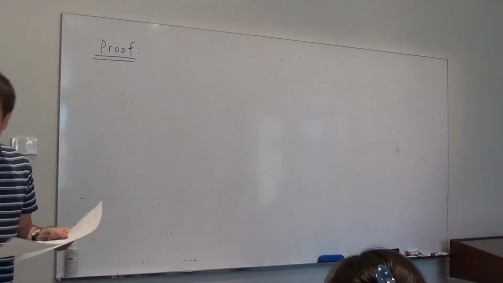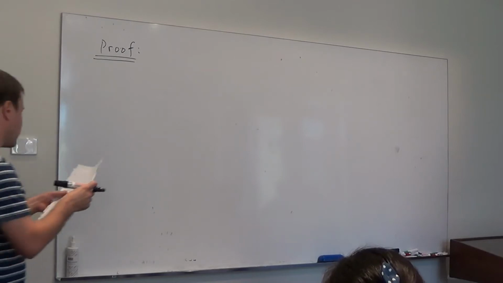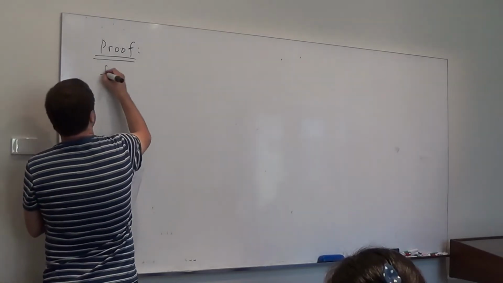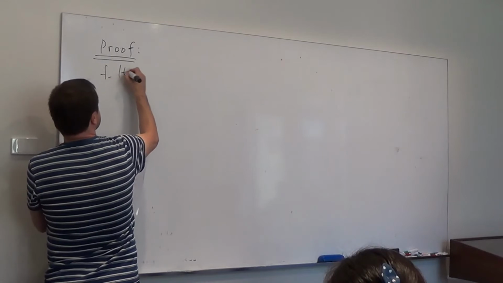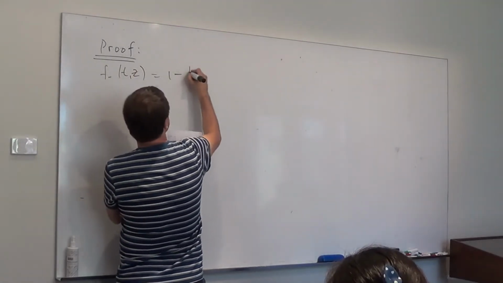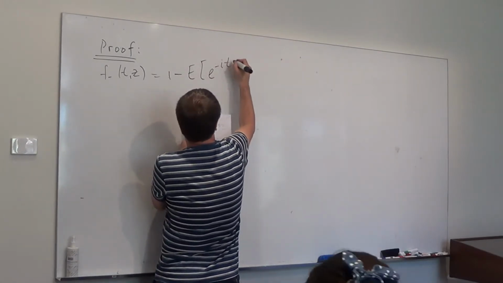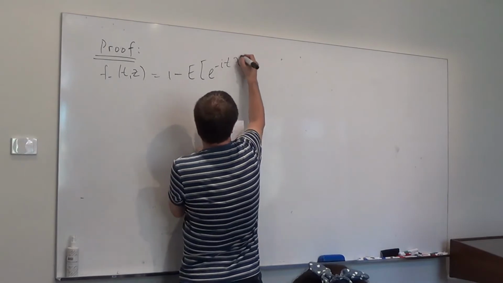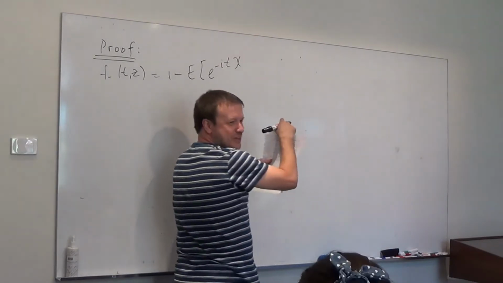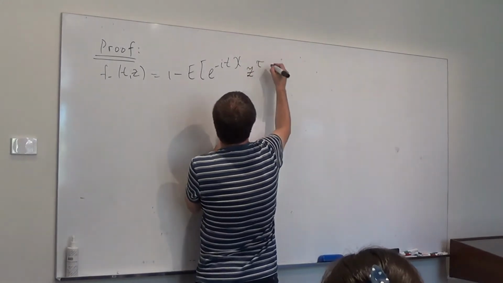Well, I should have kept it. Let me copy it one more time. So I have f minus t z, which is 1 minus expectation e to the minus I t chi, z to the power tau.